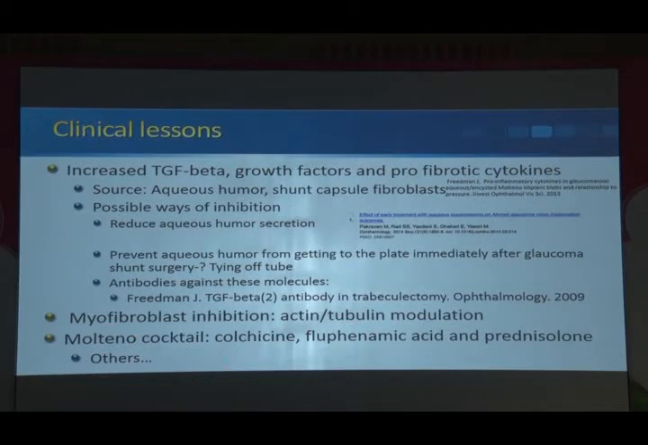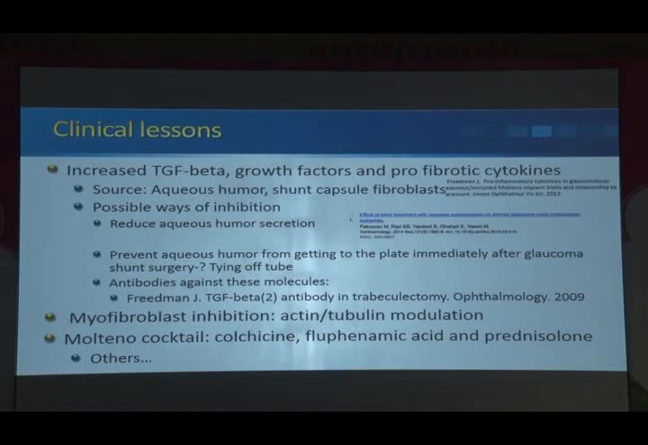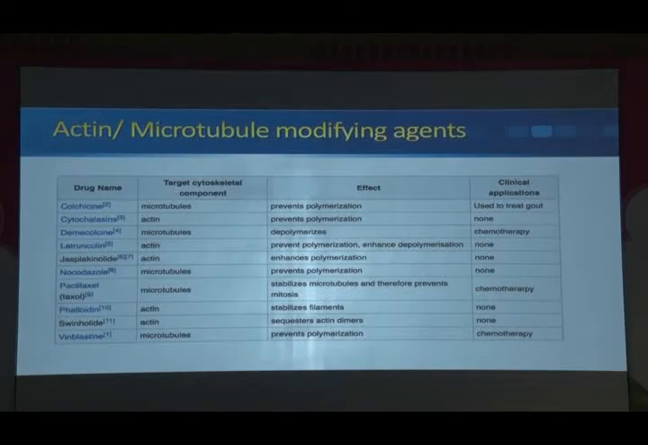Again, those of you who've read Molteno's studies, they're very highly successful, all his valves. And the cocktail he uses for post-op is colchicine, flufenamic acid, and prednisone orally. So if you look at this carefully and look at agents that modulate microtubule or actin modifying agents, if you use these agents, you can actually prevent the cell from becoming a myofibroblast.